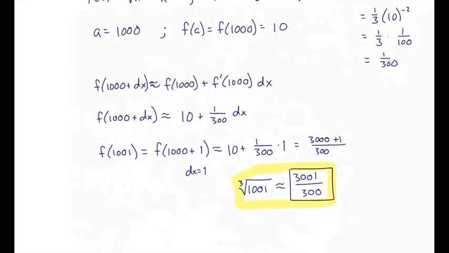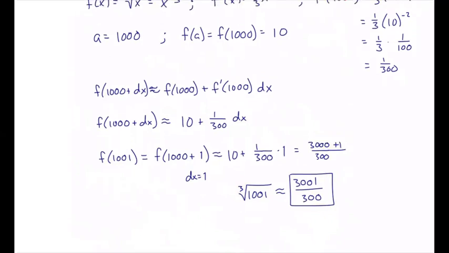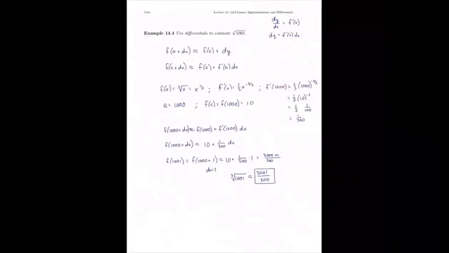Now, the nice thing is we've got a calculator, and we could just plug in the cube root of 1001 and see that as a decimal approximation. We could do the same for this fraction, 3001 over 300, and you should find that each of these is about 10.0033 or something like that. But you find that they're rather close. So we did a pretty good job of approximating this root. So there we have it.